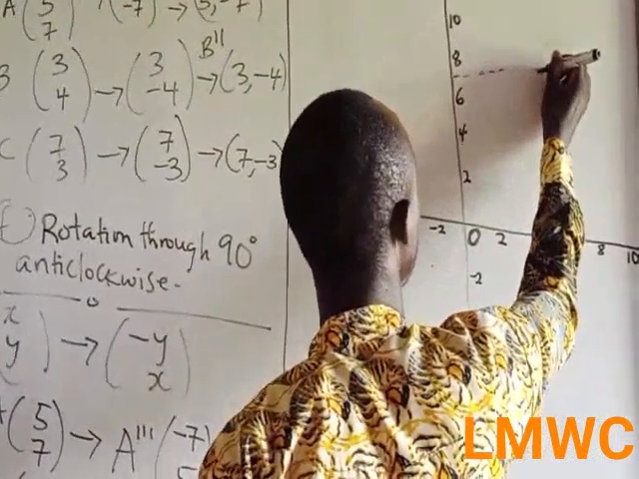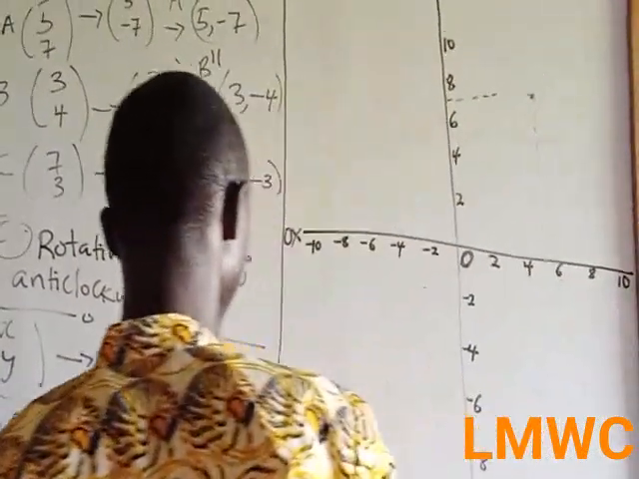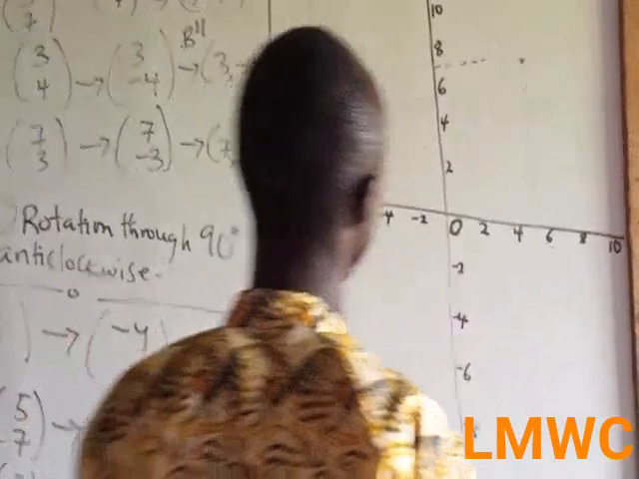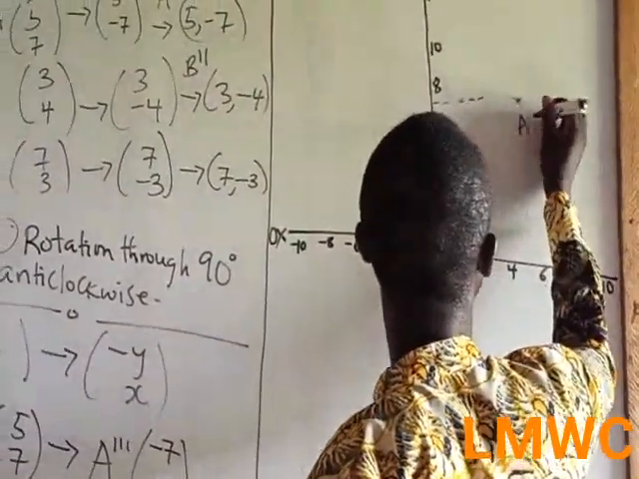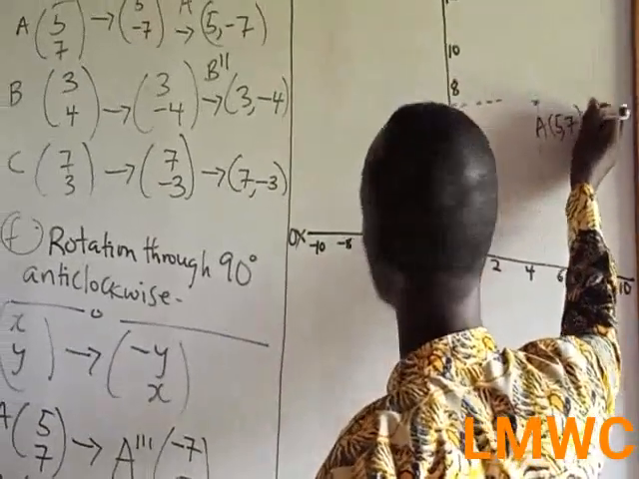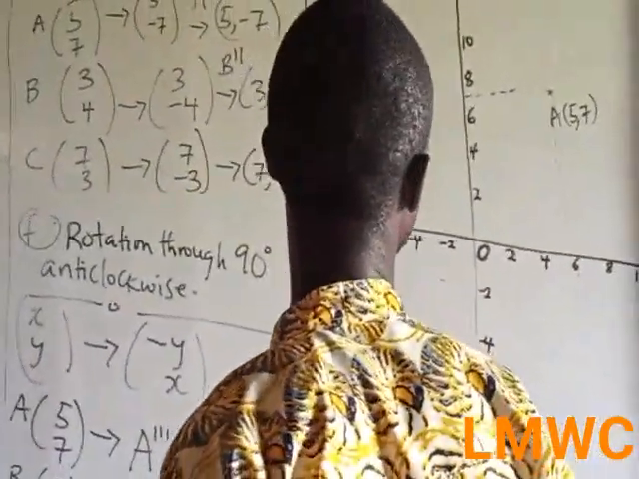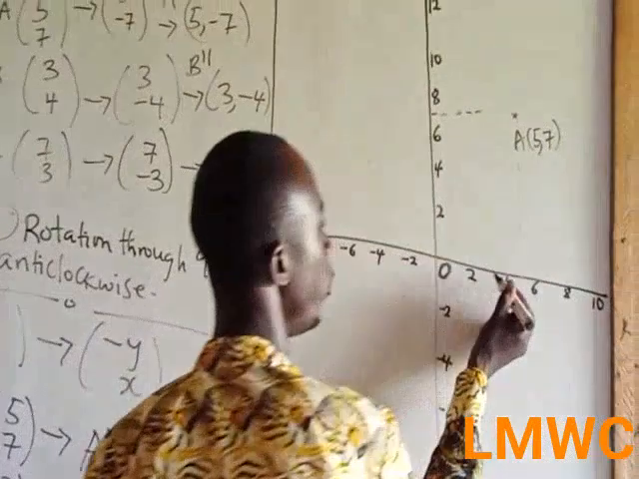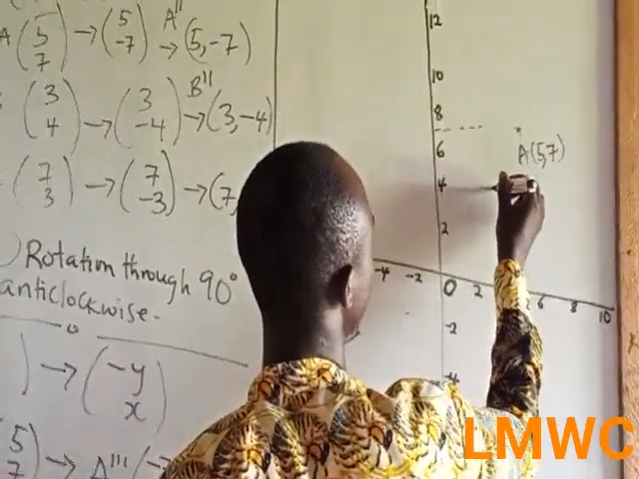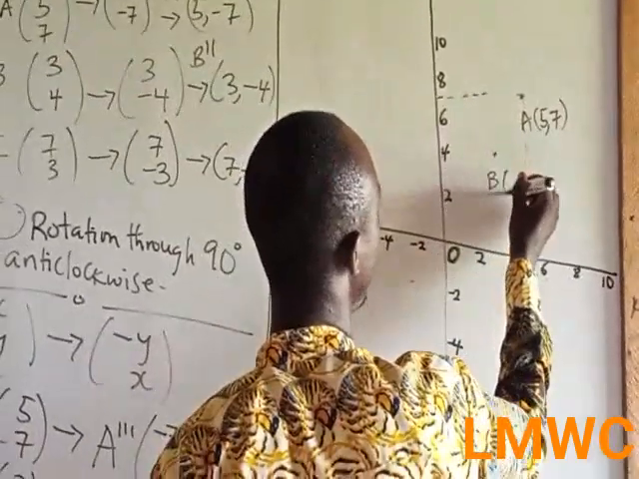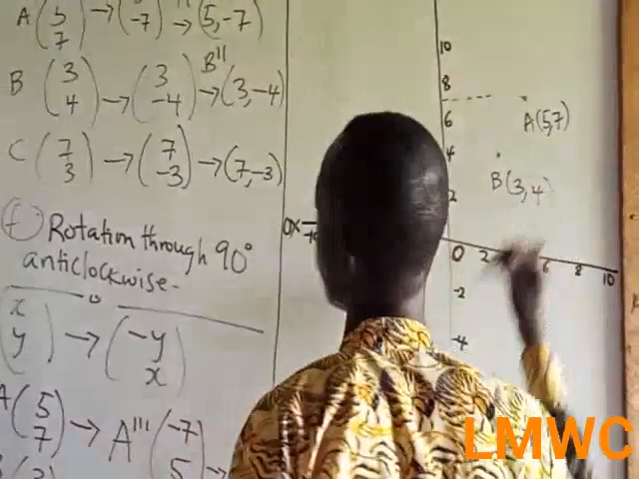That doesn't mean you should also use short dashes. Take note. So A, 5, 7. You label your coordinates. B, 3, 4. In between 2 and 4 is 3. So 4. So we have it here. So B, we have 3, 4.